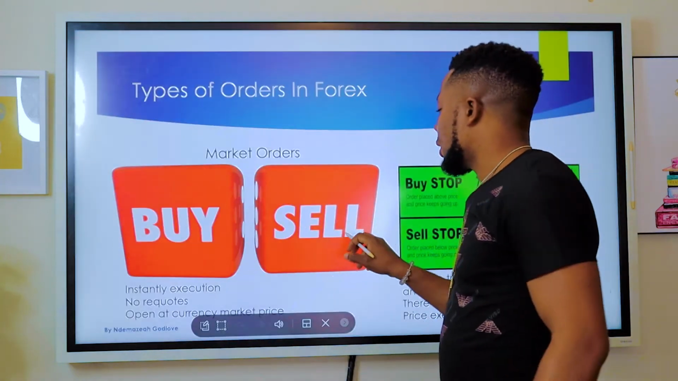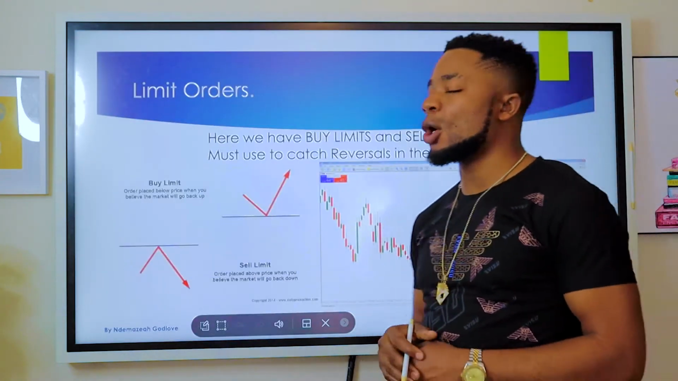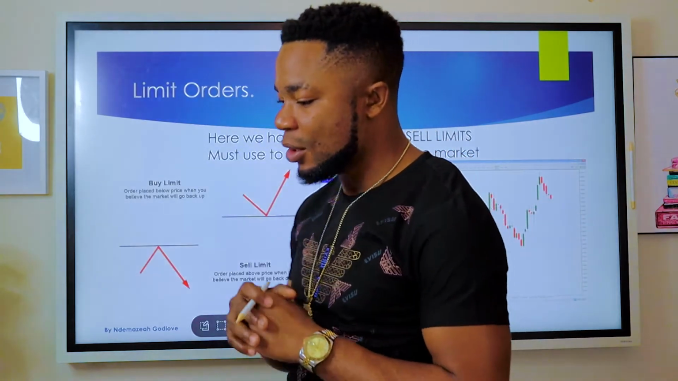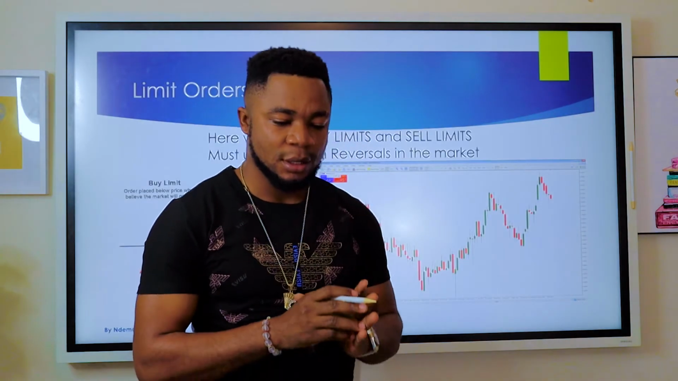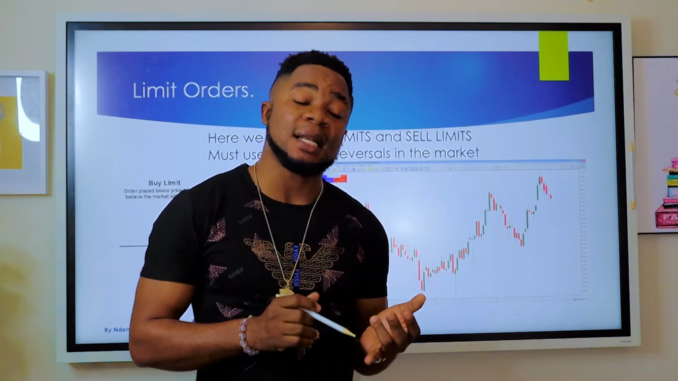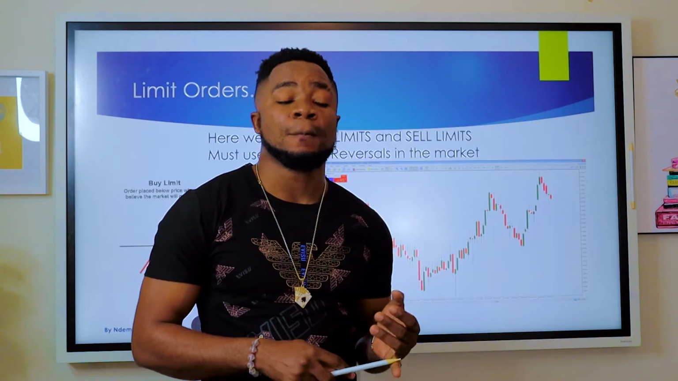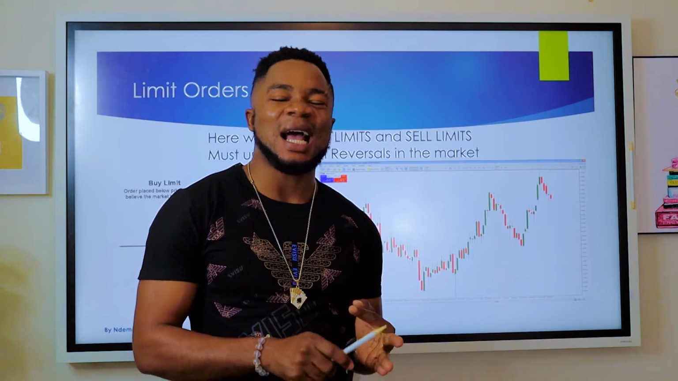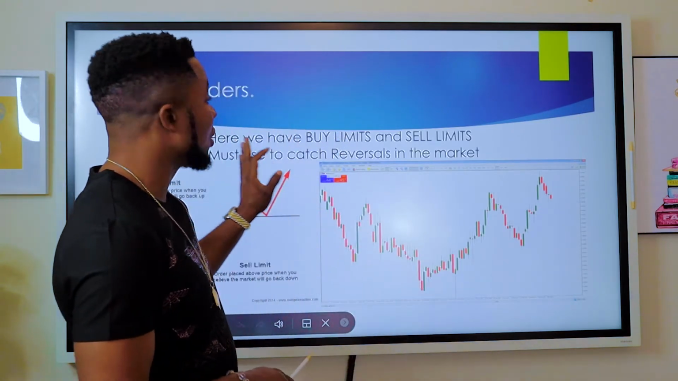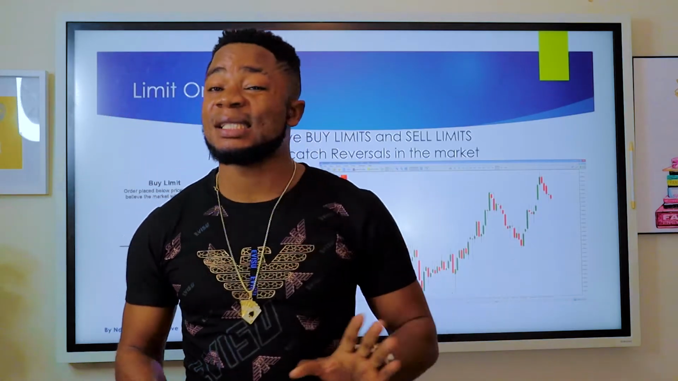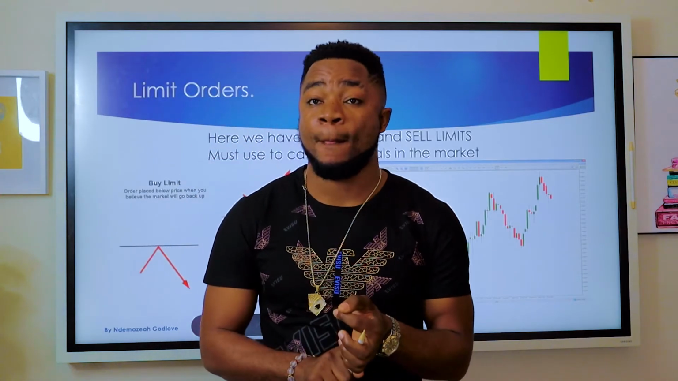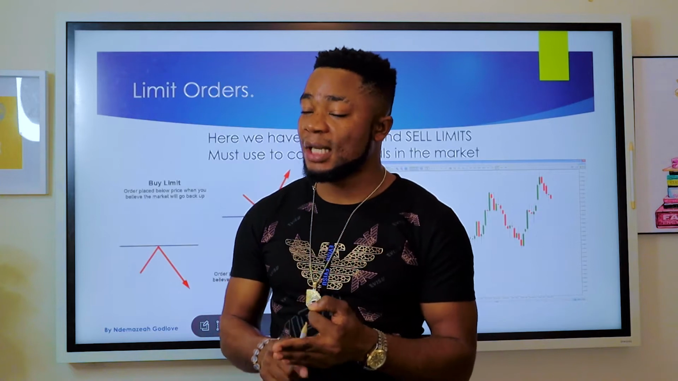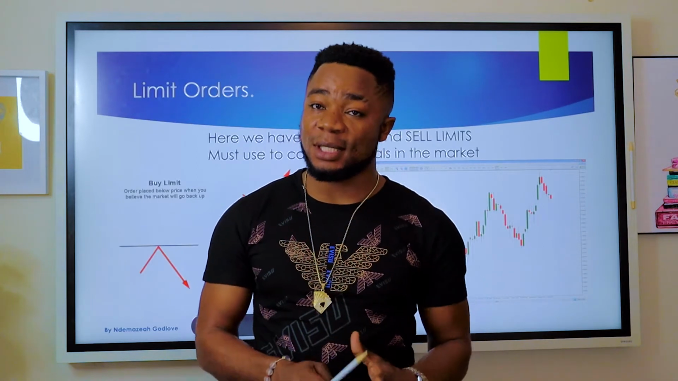All right, so with that being said, let's go to what we call limit orders. Let me give you this shortcut to be able to understand the difference between stop orders and limit orders. Now we are talking about pending orders. A limit order is a type of pending order. Under pending orders, you have limit orders and stop orders. I hope you are writing this down just the same way I'm saying it.